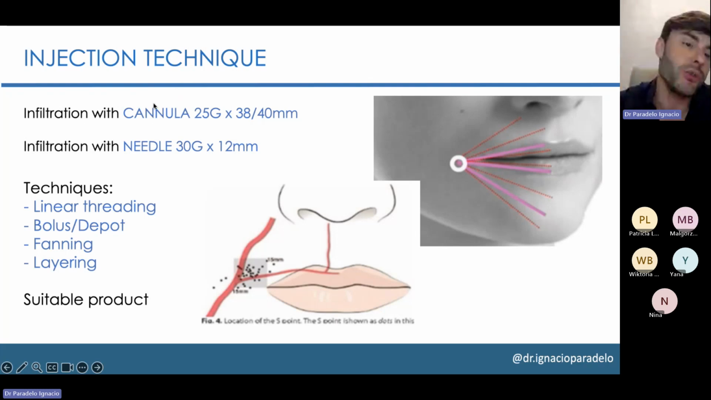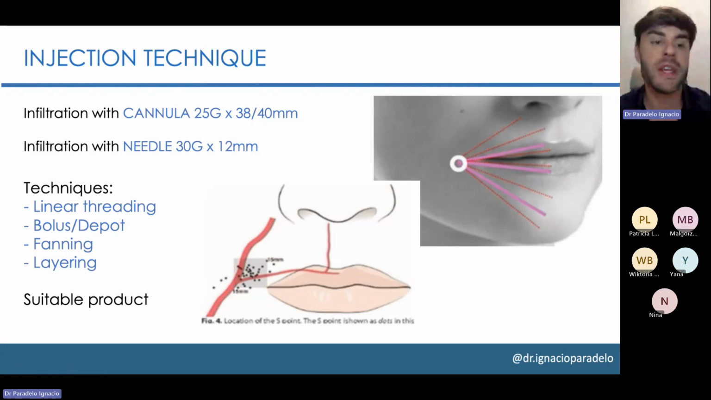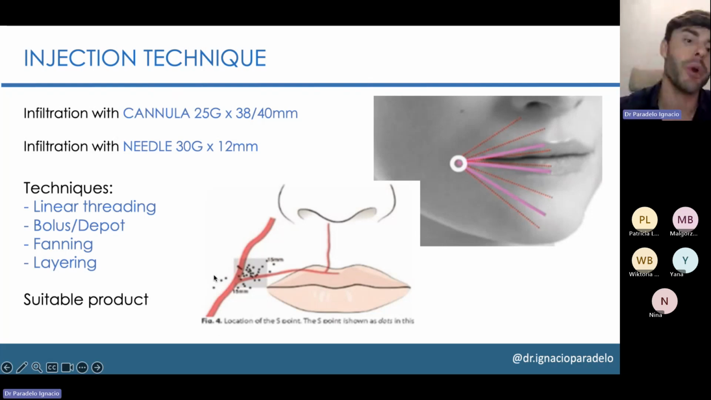And if you don't want to use a cannula, you can use a needle, and I recommend using a 30G needle. Then to deposit the hyaluronic acid, there are different techniques, which will depend on the instrument that we use. If we use a cannula, we can use a linear threading, or if we use a needle, we can do a bolus or a depot, a fanning technique, or a layering technique. Also, if we use a needle, we can use a linear threading in the superficial part of the lips. And the suitable product that we talked about before.